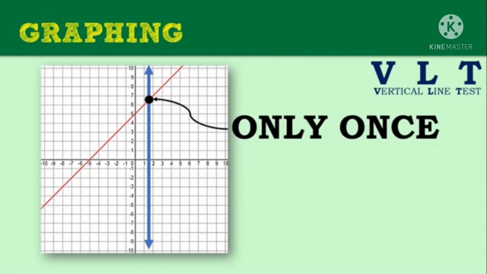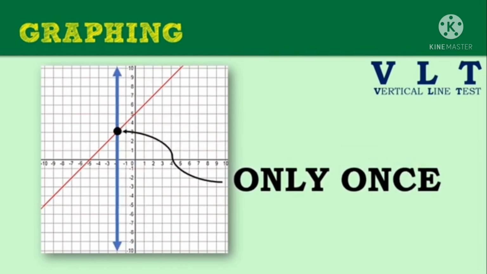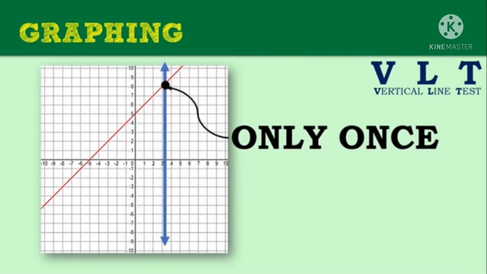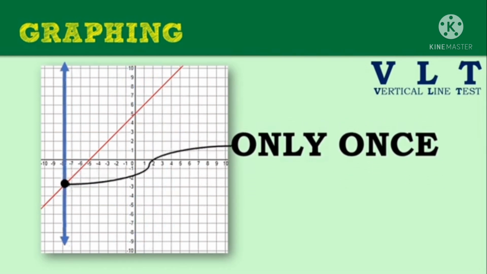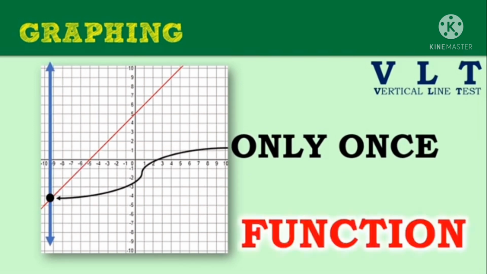Now let's move the blue vertical line. Because here, you can check if it's a function if at any point the line would only touch the given graph once. So let's move the vertical line. How about there? Yes, it only touches the graph once. How about there? Only once. And finally, right here, yes, it only touches the graph once. Hence, we can say that the given graph is a function. So that's an example of a function, basing on the graph.